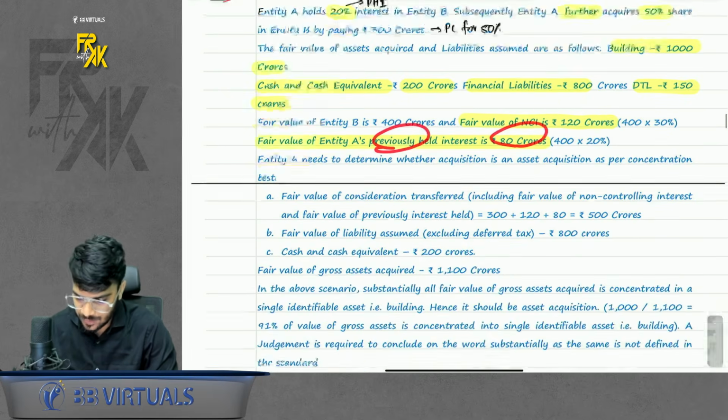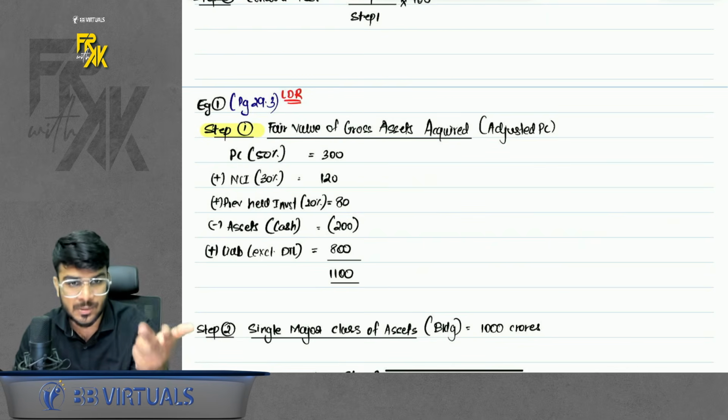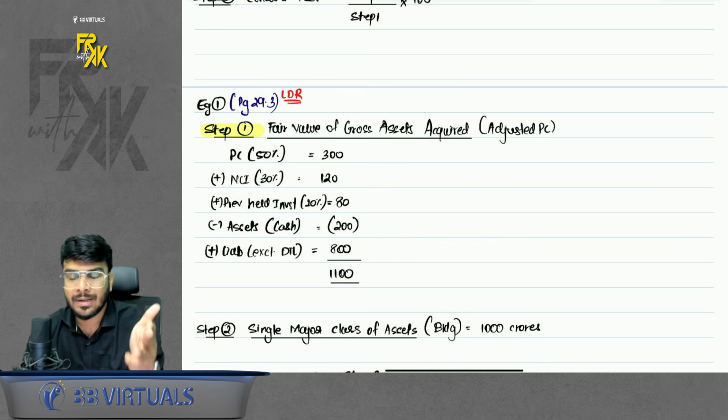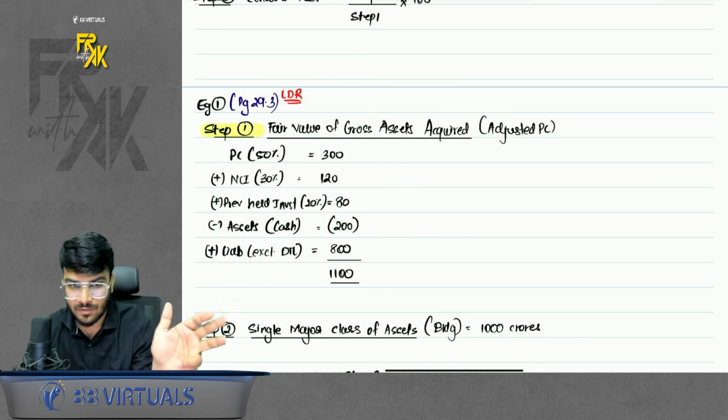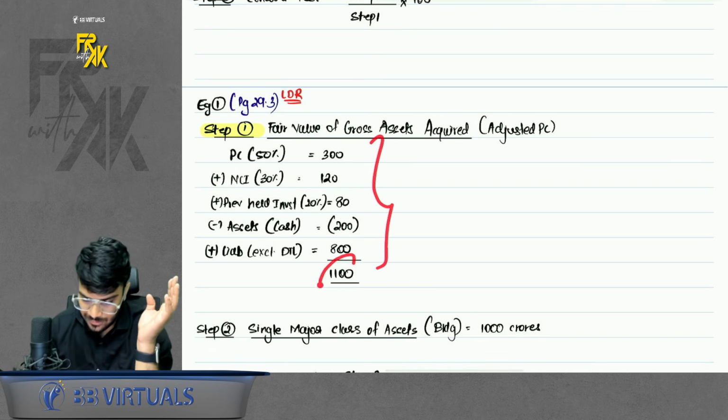How do I solve this? First part is finding the adjusted PC. What will you do? PC plus NCI plus previous investment less assets. Don't less all the assets, less only cash and DTA. DTA was not there, less cash. Add all the liabilities but excluding DTL. So we do it. We get answer of 1100.